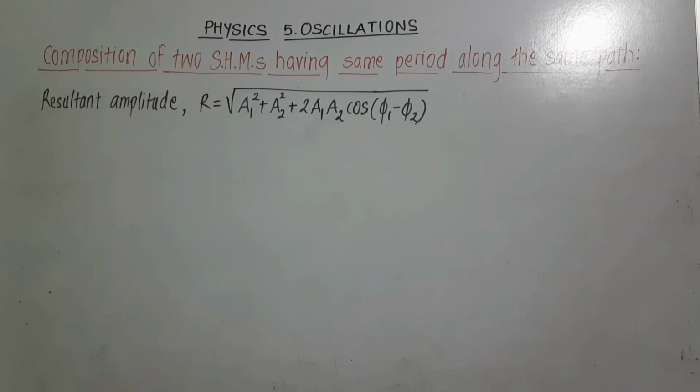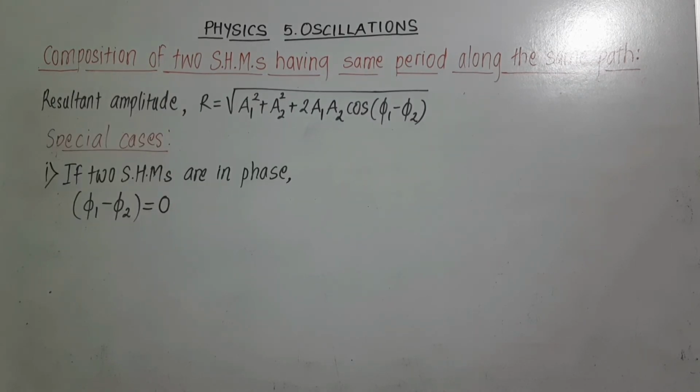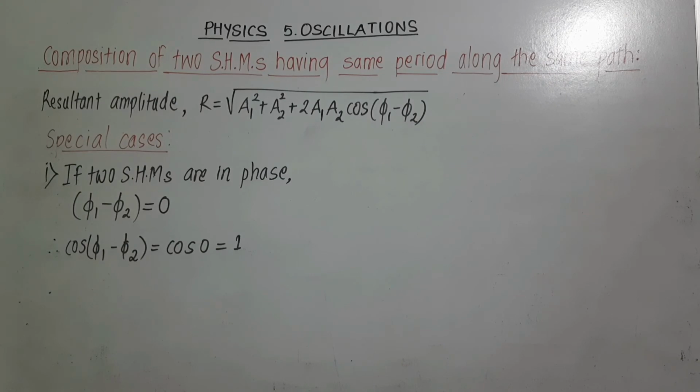Now the resultant amplitude of SHM is R is equal to root of A1 square plus A2 square plus 2 A1 A2 cos of phi 1 minus phi 2. Now let us see special cases when the phase difference between two SHMs is given. First case, if two SHMs are in phase, we see this case in waves also, that is the phase difference between two SHMs is 0. So cos of phi 1 minus phi 2 is equal to cos 0, and cos 0 is 1. Substitute and get amplitude R.